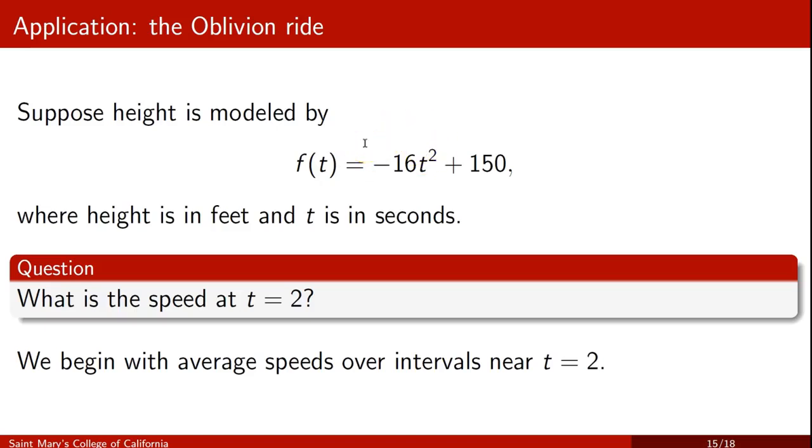Here's our function, and I've based this on the Oblivion ride. It's a ride at Alton Towers in England that I used to go on. And we want to know what is the speed that we're traveling at the time t equals 2. In other words, what's the instantaneous rate of change at 2?